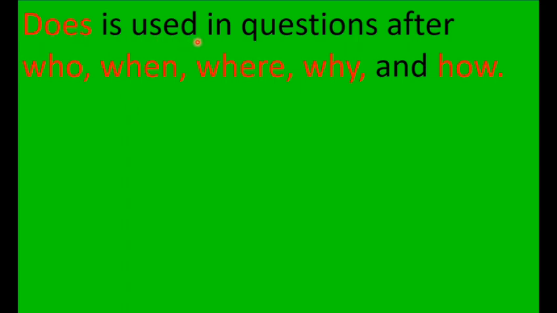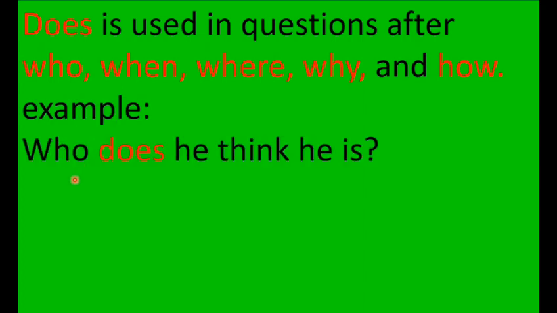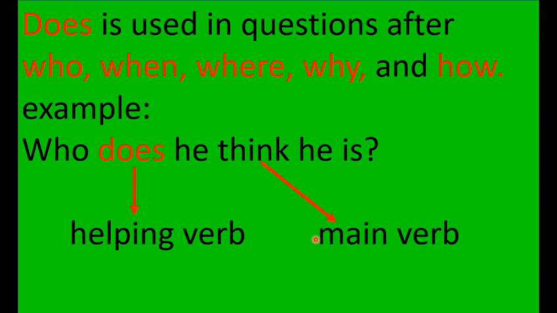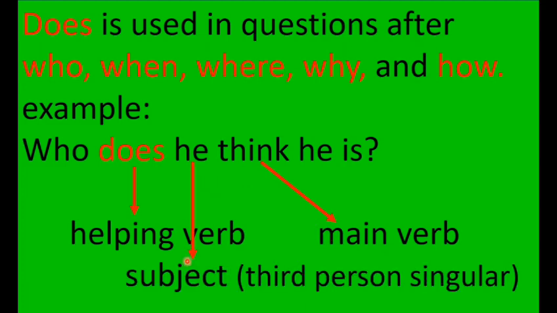Now, does is used also in questions after who, when, where, why, and how. Say, for example, who does he think he is? Okay. Does is our helping verb. Think is our main verb. And our subject in the third person singular is he. Okay.